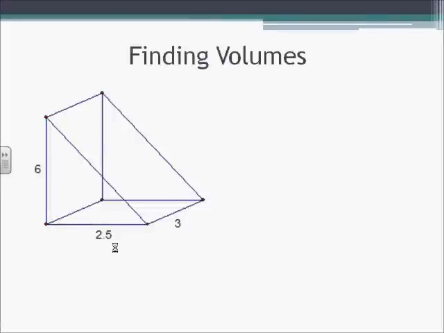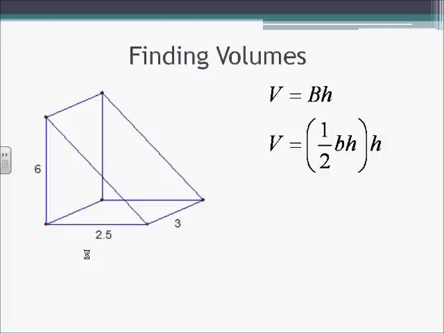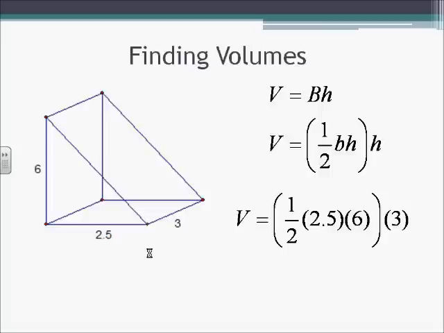Here, if we're asked to find the volume of our prism, we've got a triangular prism. We see the base of this shape is going to be a triangle. So we need to find the area of that base first, which we know is 1/2 our base times height. So we take our triangle. We've got a base of 2.5, a height of 6, and so we take half of that, and we multiply that by 3 then, which would be our height. So we plug all of those in, and we multiply, and we get a volume of 22.5.